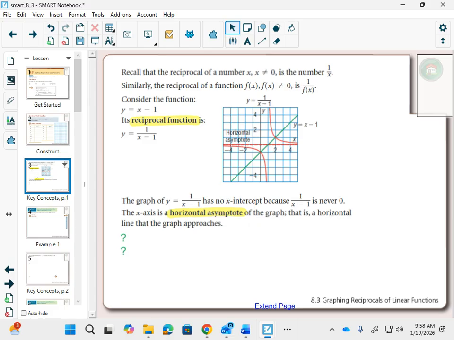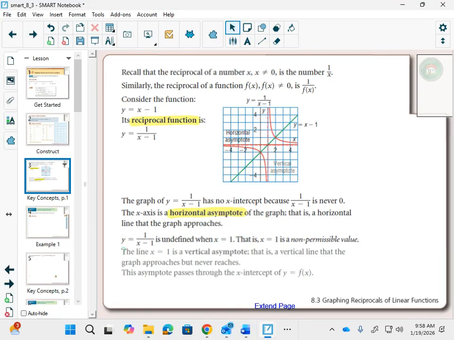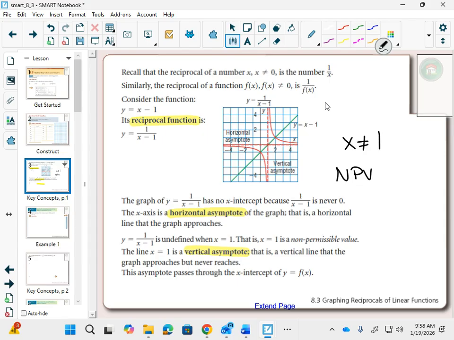This graph has a horizontal asymptote at 0 and a vertical asymptote at the non-permissible value. So x cannot equal 1. We're going to use the abbreviation NPV for a non-permissible value. On the graph, we show that with a red dotted line at x equals 1 to say your graph can never go through that vertical asymptote.